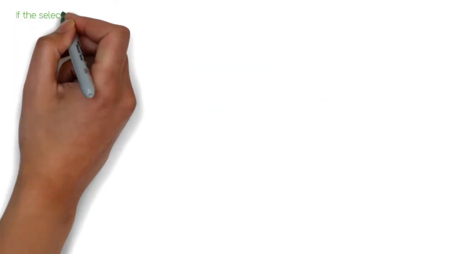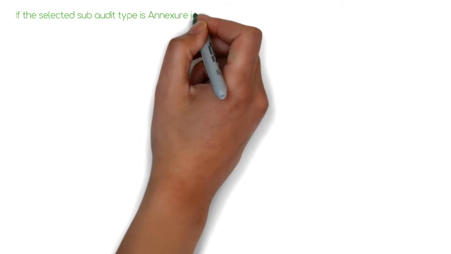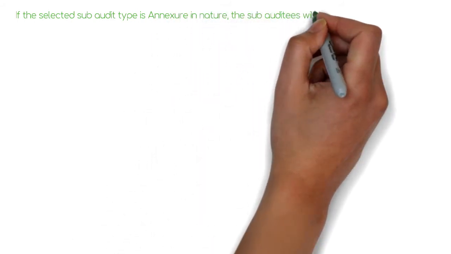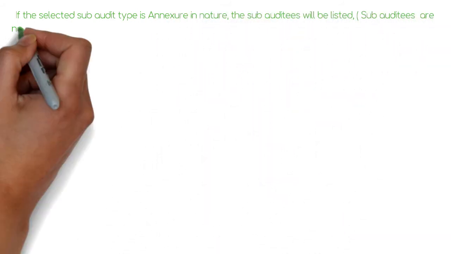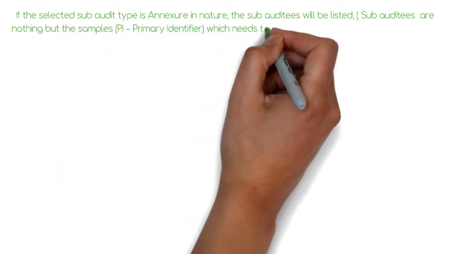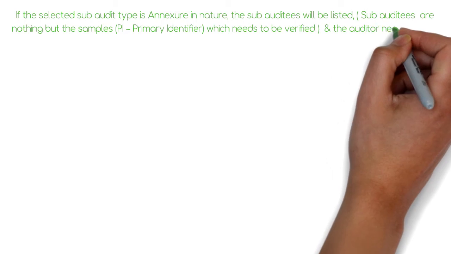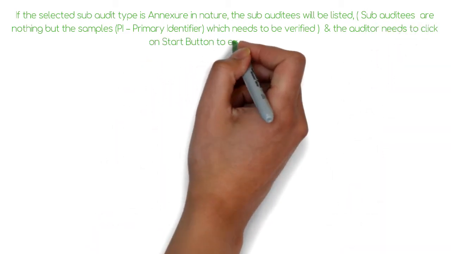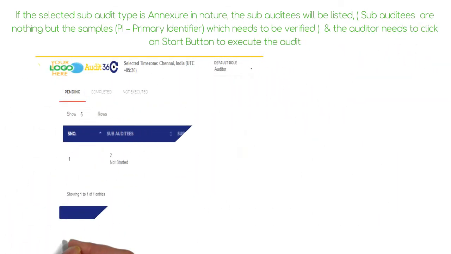If the selected sub-audit type is annexure in nature, the sub-auditees will be listed. Sub-auditees are nothing but the samples, PI, primary identifier, which need to be verified, and the auditor needs to click on the Start button to execute the audit.